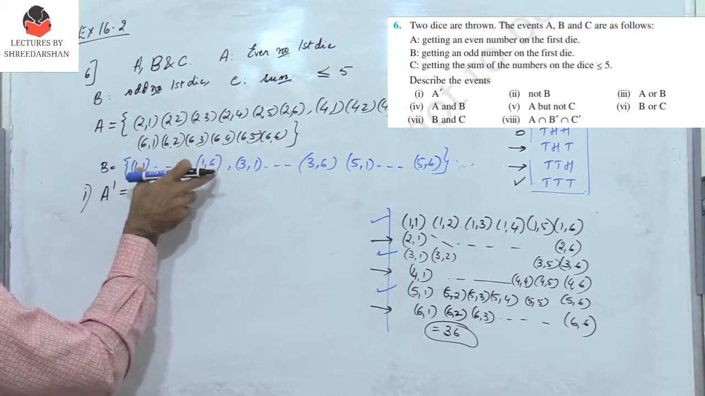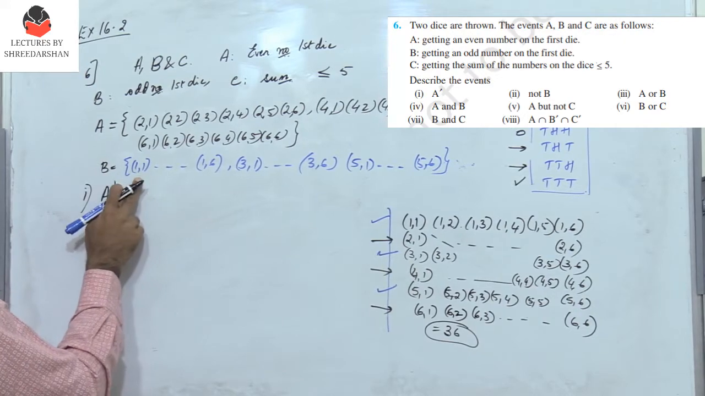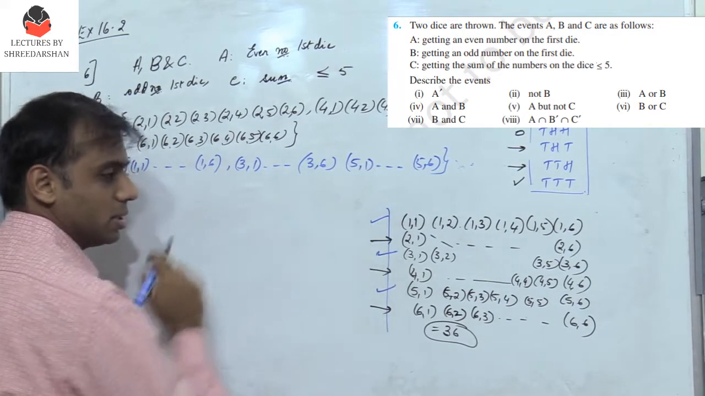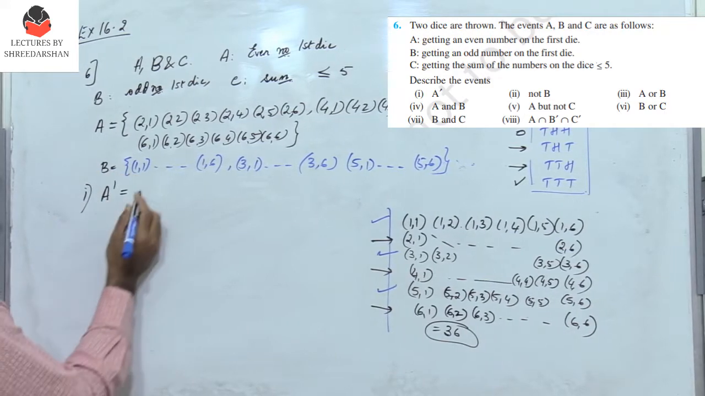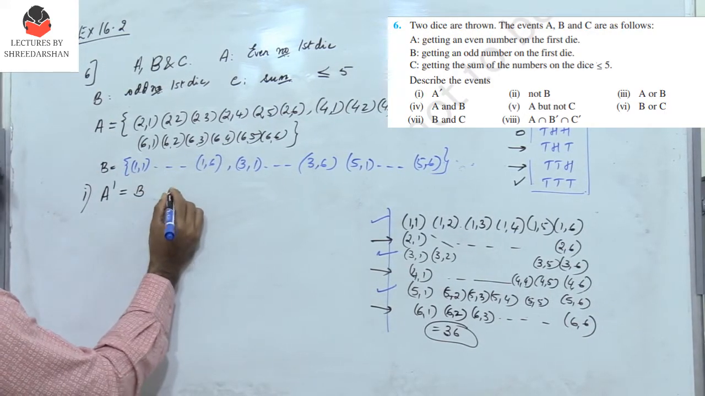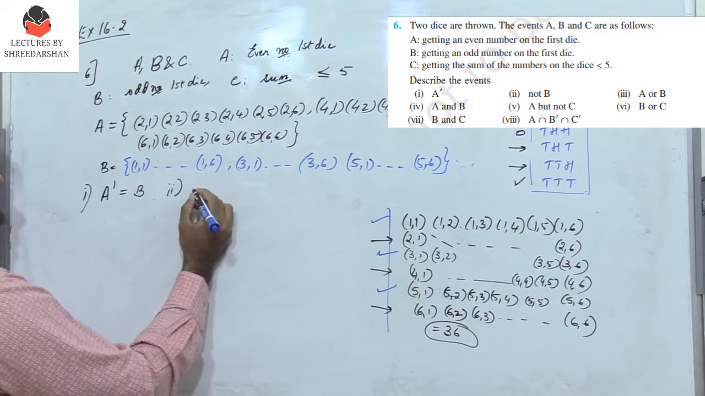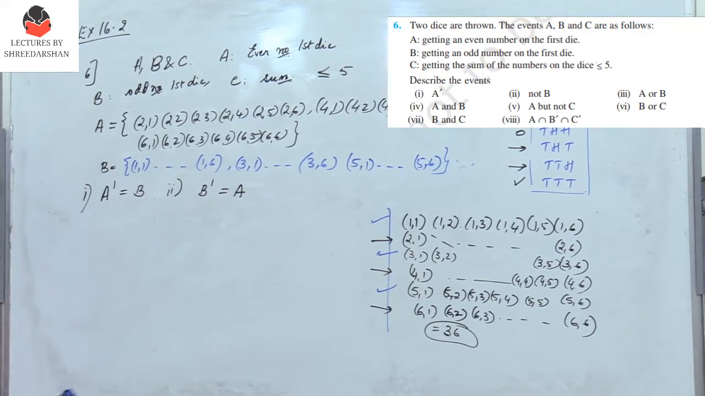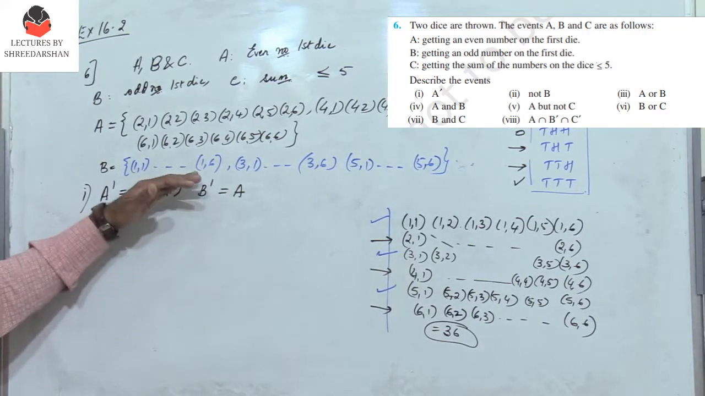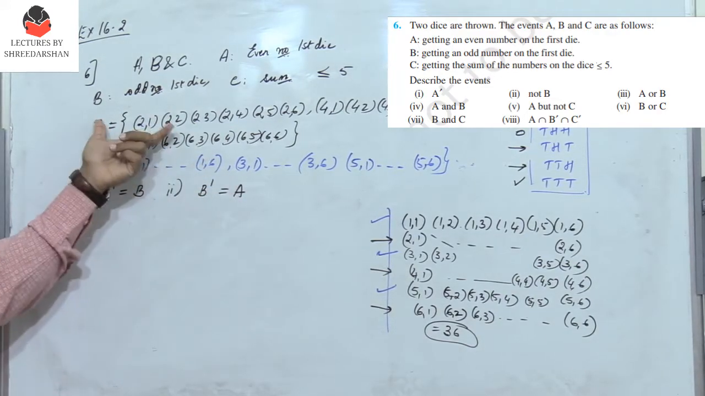First one. What is not of A? Not of A is all that which is present in the sample space but not in A. It is nothing but the numbers having an odd number on the first die. So it is nothing but B. What about the second one? Not B. Not B is nothing but B dash, which is A. Not of B is what is not present in B but is present in the sample space, which is nothing but A.